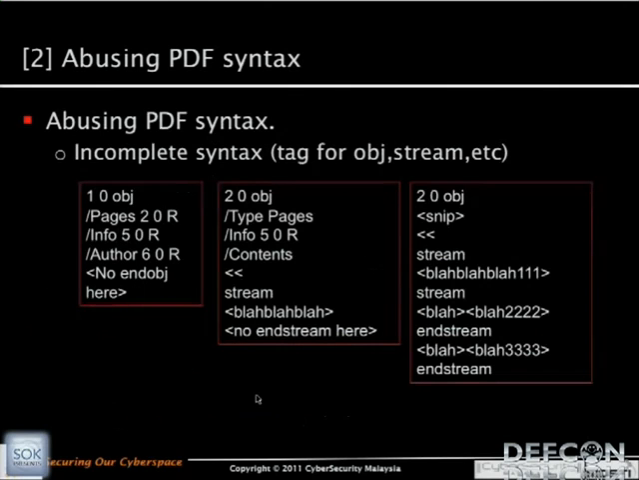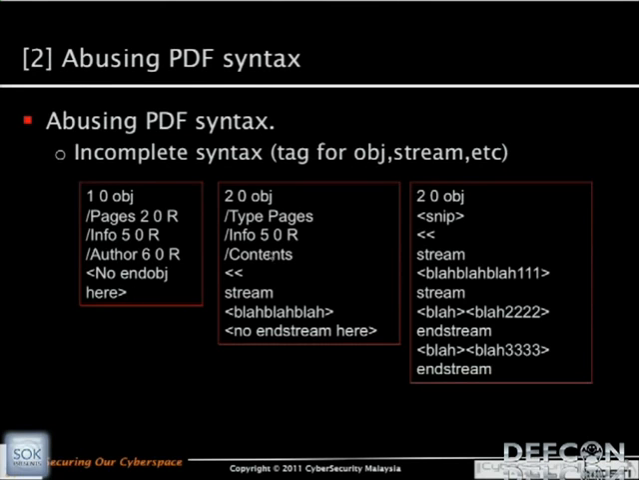Okay. Another thing is, like I mentioned earlier, you can abuse incomplete syntax. For example, an object stream. For example, this is object one. We start with 1 0 obj, so you're pretty much expecting it to end with endobj. But if you don't have an endobj, that's no problem. Your PDF application will just load it fine. But if you build your own parser, you need to know where to stop, right?